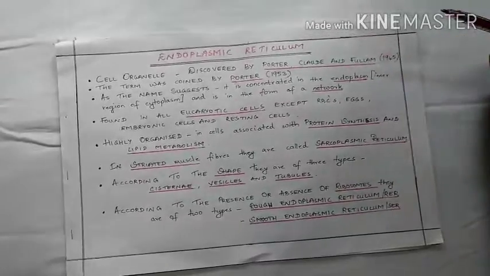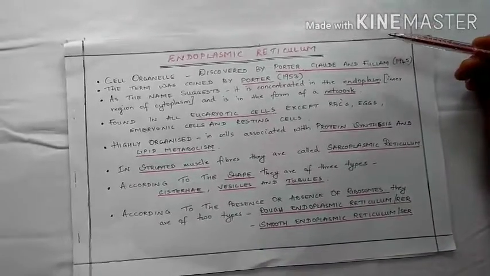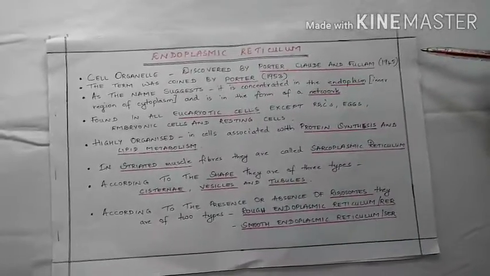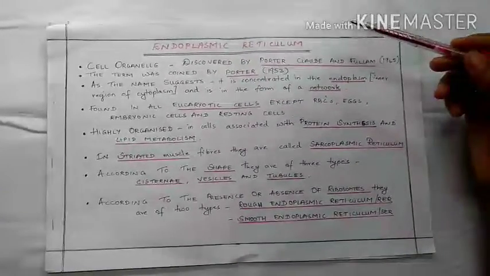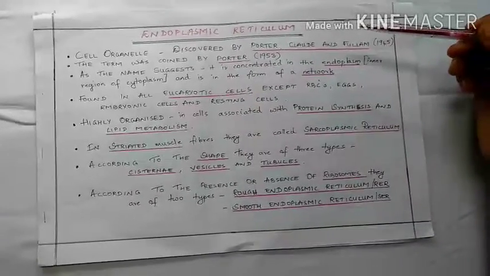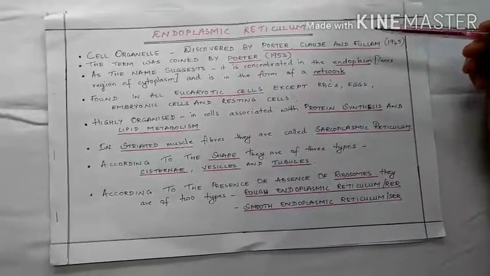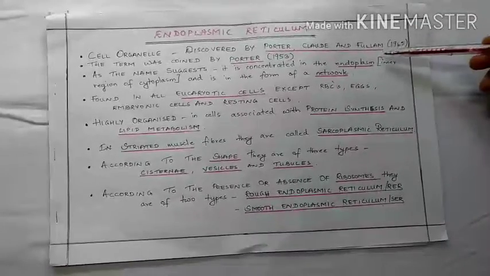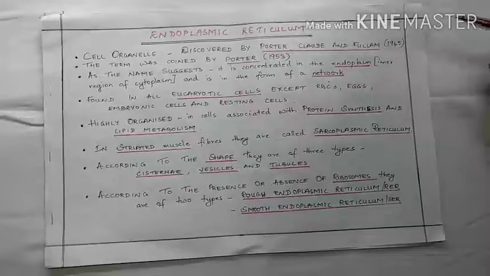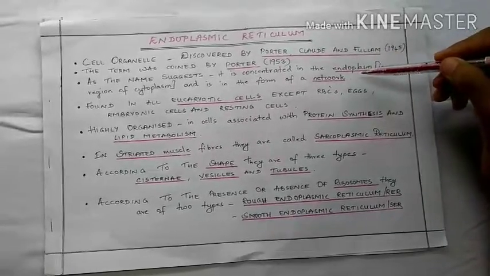It's a cell organelle discovered by Porter, Claude and Fulham in 1945. The term endoplasmic reticulum was coined by Porter in 1953. As the name suggests, it is concentrated in the endoplasmic part of a cell, which is the inner region of cytoplasm, and is in the form of a network.